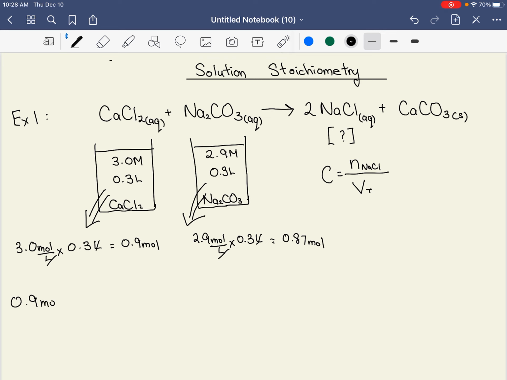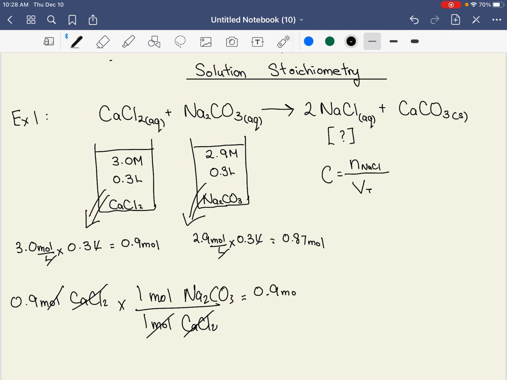So 0.9 mole of calcium chloride. The ratio is 1:1, which means for every mole of calcium chloride, I need a mole of sodium carbonate. Moles and moles cancel, CaCl2 and CaCl2 cancel, and your answer is 0.9. Now, what that means is that with 0.9 mole of CaCl2, you need at least 0.9 mole of sodium carbonate.